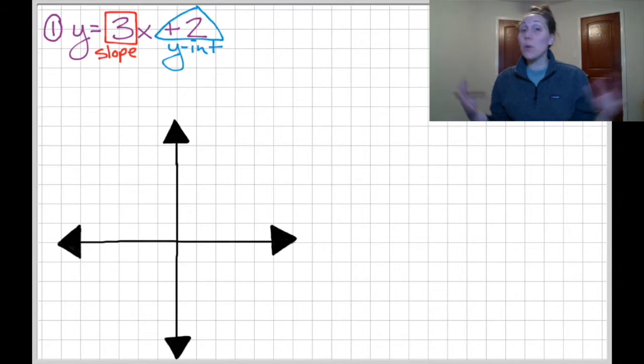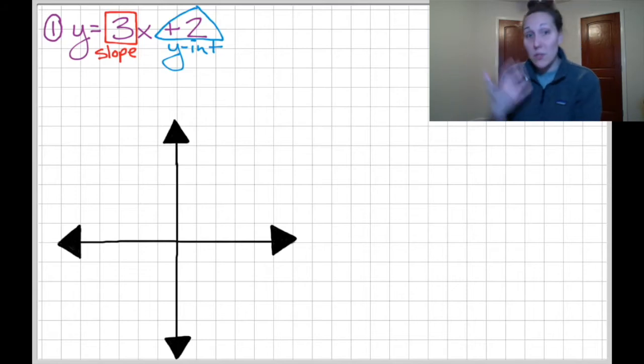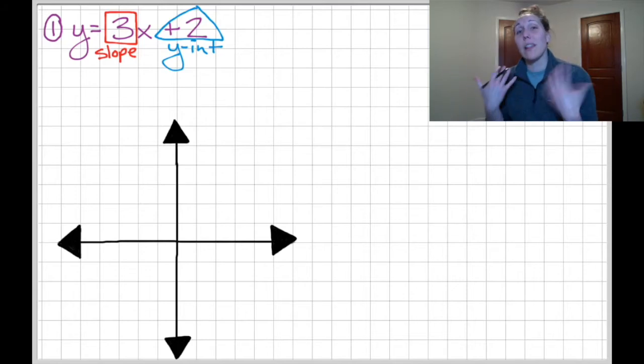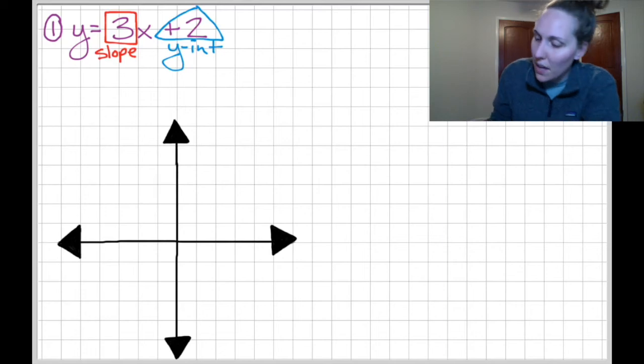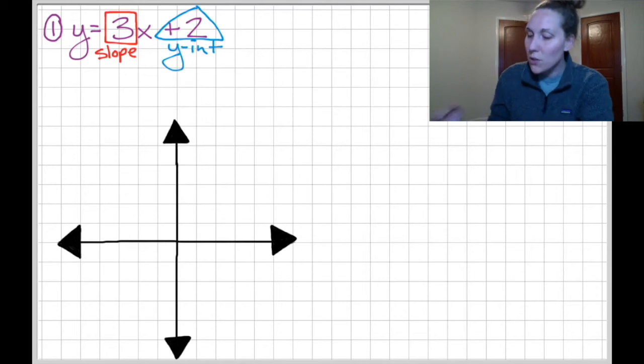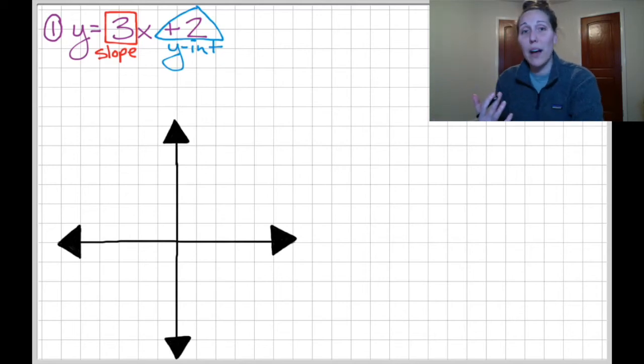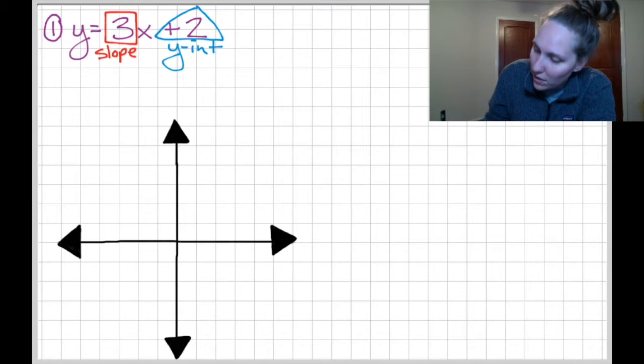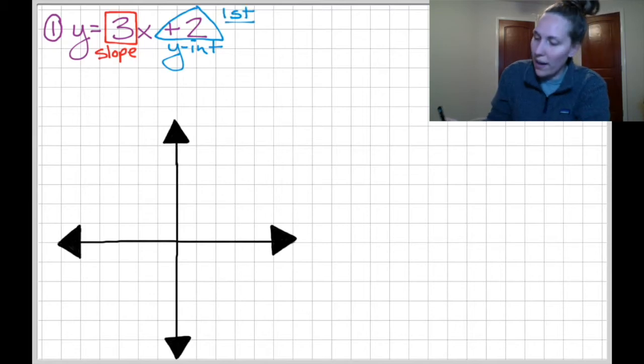If it's not, we would have had to rearrange that equation and then put it in slope-intercept form to be able to pull the slope out and the y-intercept out like we just did from our equation. So now that we have the slope and the y-intercept, we're going to be able to graph this equation. So first, we need to graph the y-intercept. That is always step one. So step one, first, graph the y-intercept.